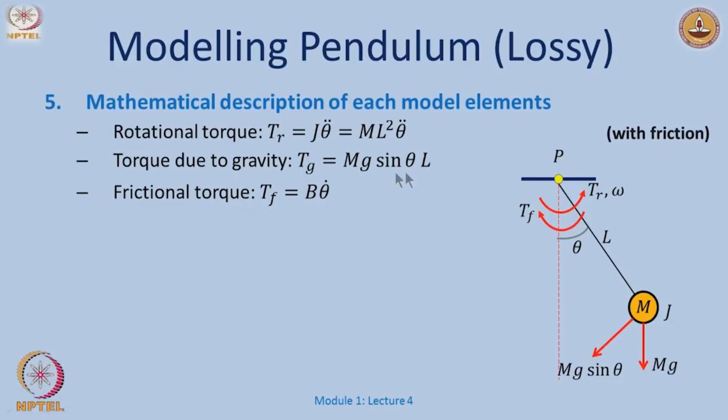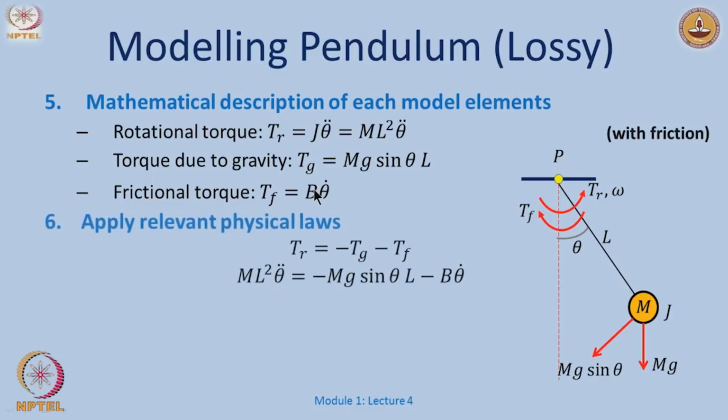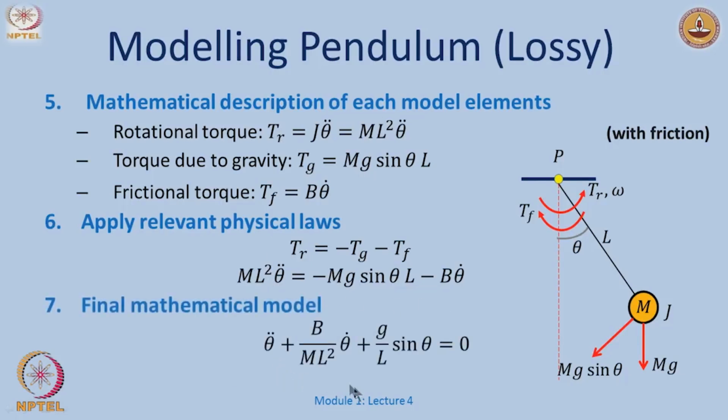So, in addition now I have the frictional torque Tf. Again, if you recollect the previous lecture, it is modeled as a relation between the torque and theta dot by a resistive element beta. So, I will have one more term in my equation, the Tr would be the negative of Tg and the negative of Tf, both acting in the opposite direction, and I just substitute this Tr, Tg and Tf over here to get a final mathematical model, something in theta dot and sin theta.